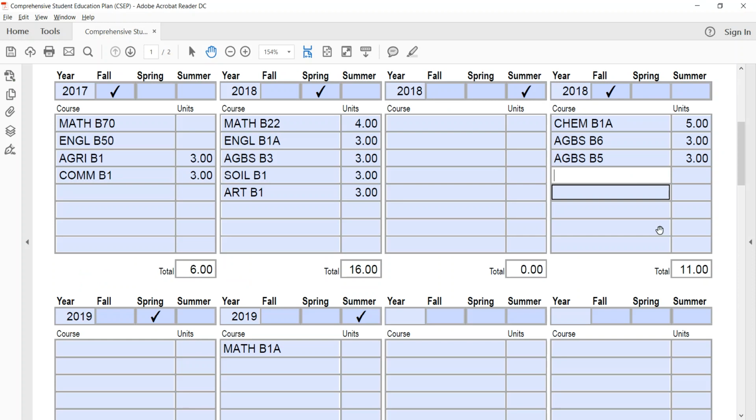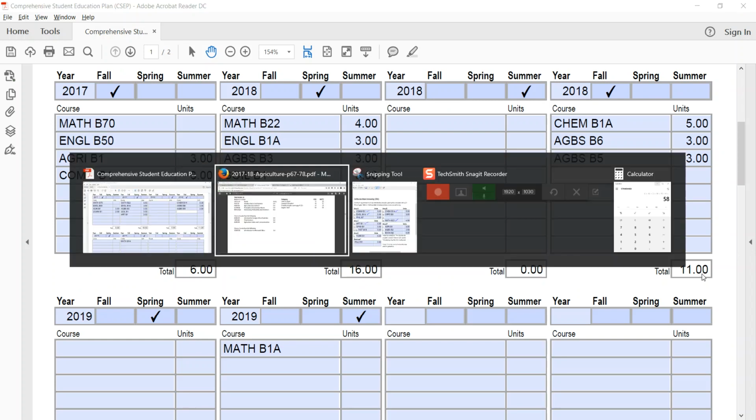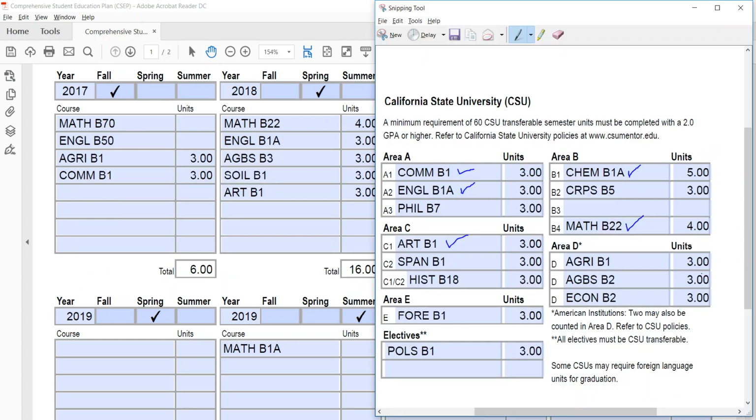All right, let's see. We've got 11 units, so let's try and find one more class that we can pair up, something probably not too crazy. We had this one on our first semester, so I'm going to check that one off.